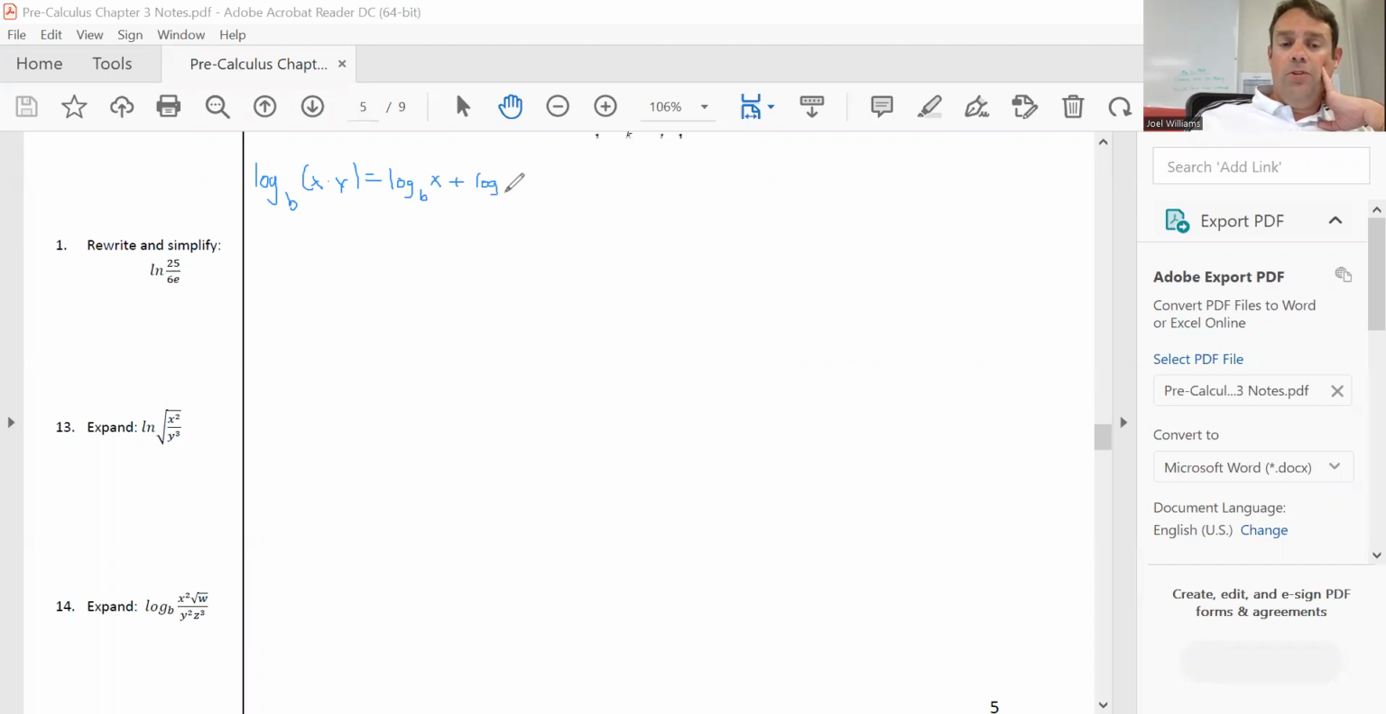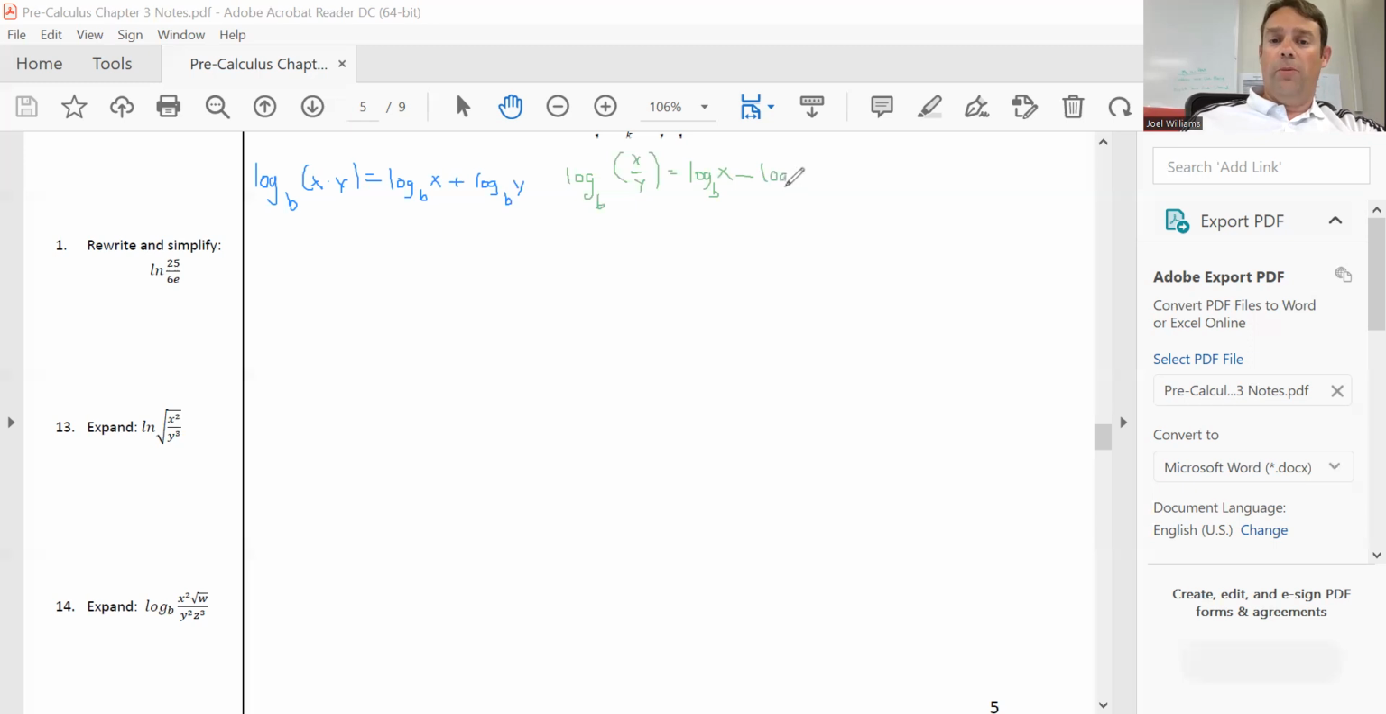We're going to use these rules to help do what we call expanding things. We're going to break them apart so that instead of having one log, we have multiple logs. Likewise, if I have a log and I'm dividing, we can break it apart with subtraction. So that would be log base, whatever the base is, doesn't matter, of x minus log base of y.